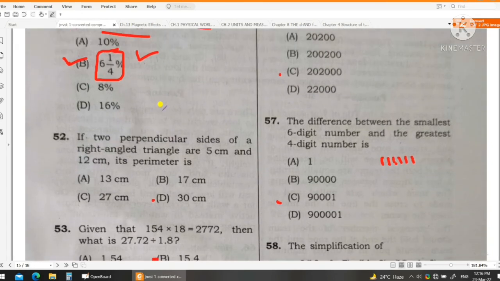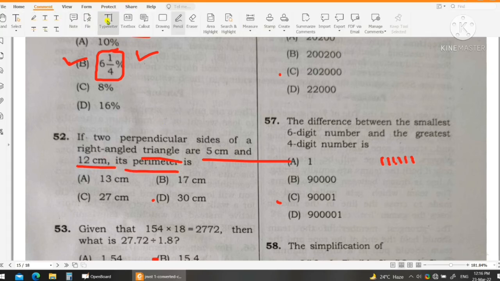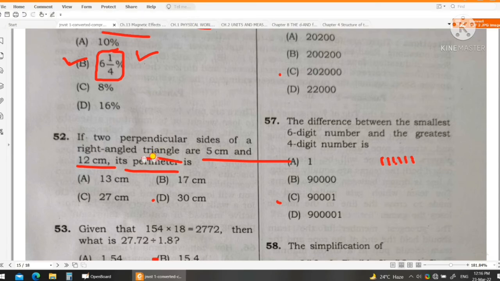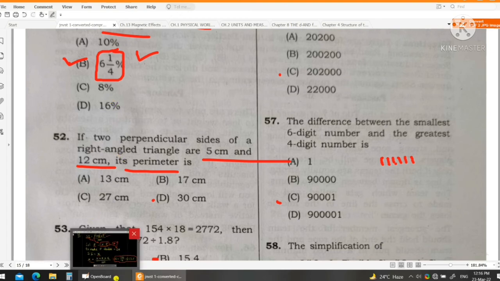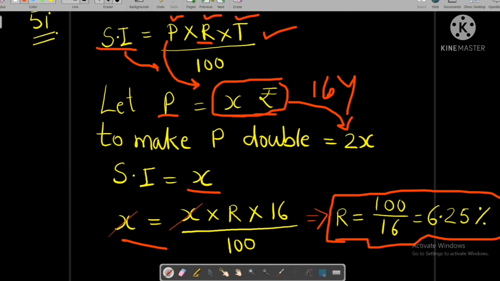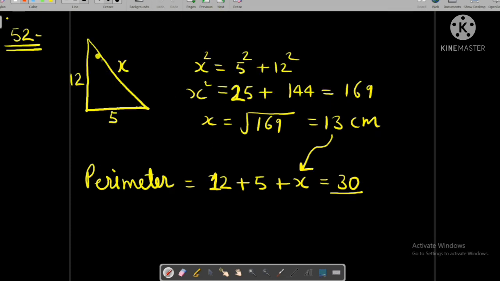Question number 52. If two perpendicular sides of a right angled triangle are 5 centimeter and 12 centimeter, its perimeter is. In this question, we are asked about the perimeter. Now, what is the perimeter? Perimeter means the sum of all the sides of a closed shape. For question number 52, you can see one picture here.